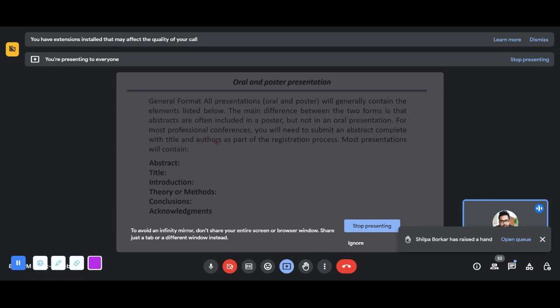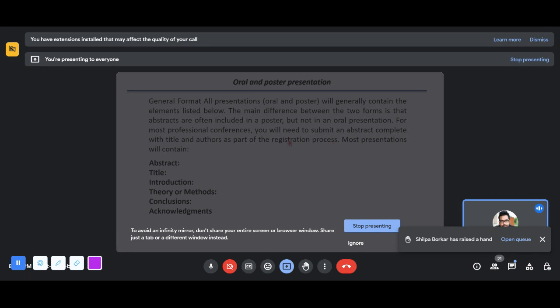For most professional conferences, you will need to submit an abstract complete with the title and authors, with the complete author list, as a part of the registration process. So while registering for that particular poster session, you have to submit an abstract. Basically, the paper abstract or the journal abstract that you have written, you have to submit with the title of the paper and all the names of the authors and co-authors. Those are included in the paper, so you have to provide them very clearly.